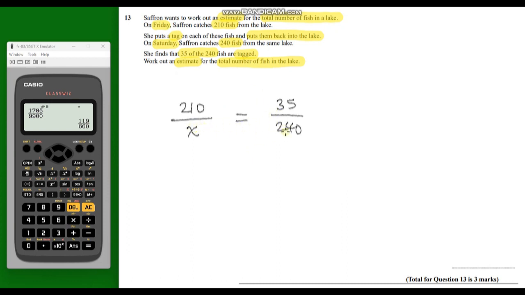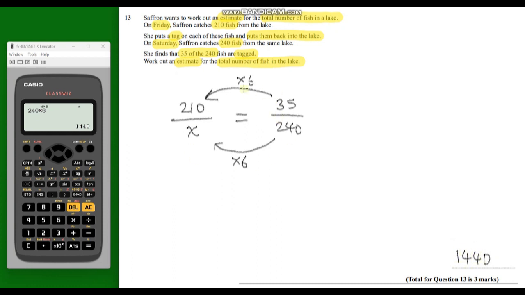So we can use this information now to work out this missing value for x. So to go from 35 to 210, what did we do? Well, let's just type that into the calculator. 210 divided by 35 is 6. So we just multiplied by 6. So if we do exactly the same with the denominator, if we times that by 6, 240 times 6, we get 1,440. So an estimate for the total number of fish in the lake is 1,440. So obviously we're not saying that this is exactly the number of fish in the lake, it's just an estimate.